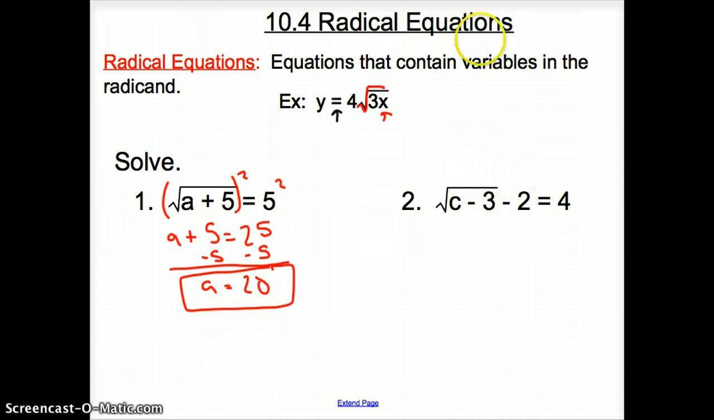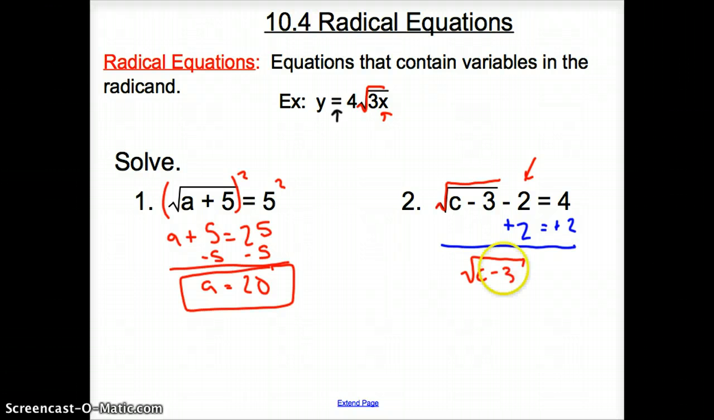Jumping to number 2. Now please notice here on number 2, is the square root all by itself? No, it is not, because it has that plus 2 right here. So what do we have to do with the plus 2? We have to add it over to the other side, so we now get the square root. Notice how this square root is all by itself, c minus 3, and that c minus 3 is all under that square root equals 6.